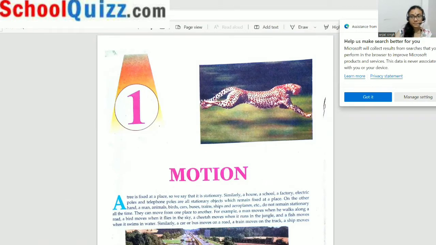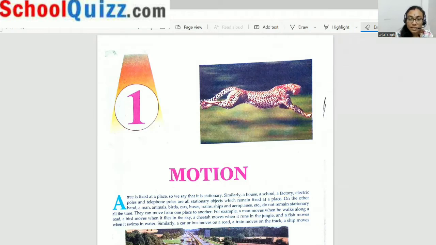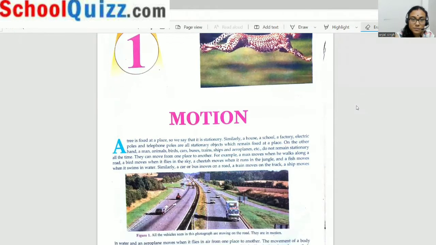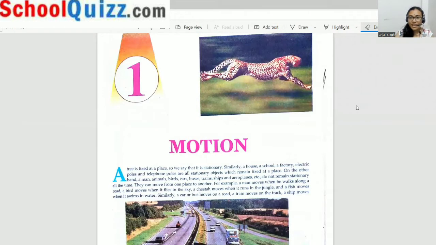See, this is the chapter which is about motion. I think you can see this tiger is moving. So how is the tiger moving fast? Is it possible that a man can also move faster like a tiger? No, it is not possible. But we can say they both are moving. Every object has its own speed, but they are moving.